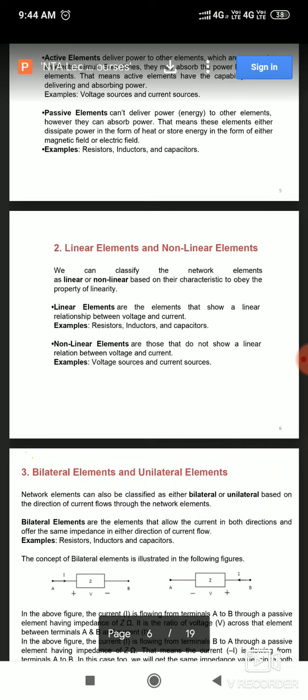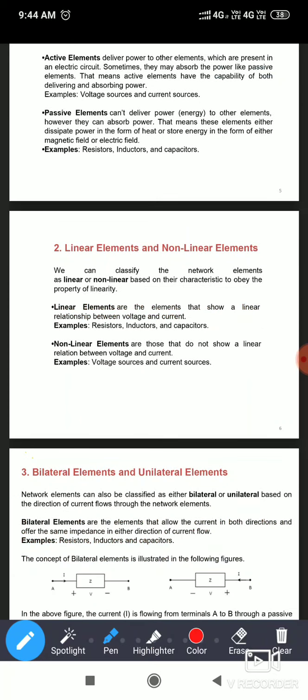If current I is passing through it, and voltage V is getting dropped across that resistor, and if we are plotting the graph of voltage versus current, or current versus voltage, then that should be a linear straight line which is passing through origin. Okay, so I will show that once again.